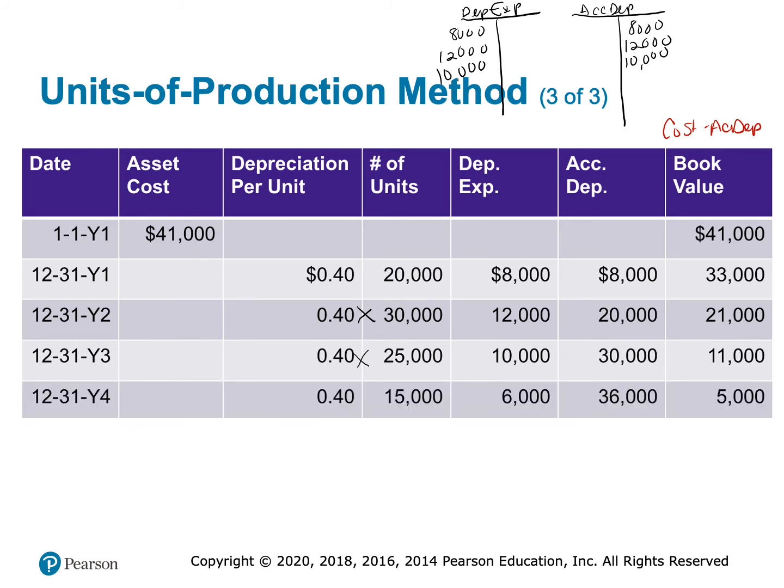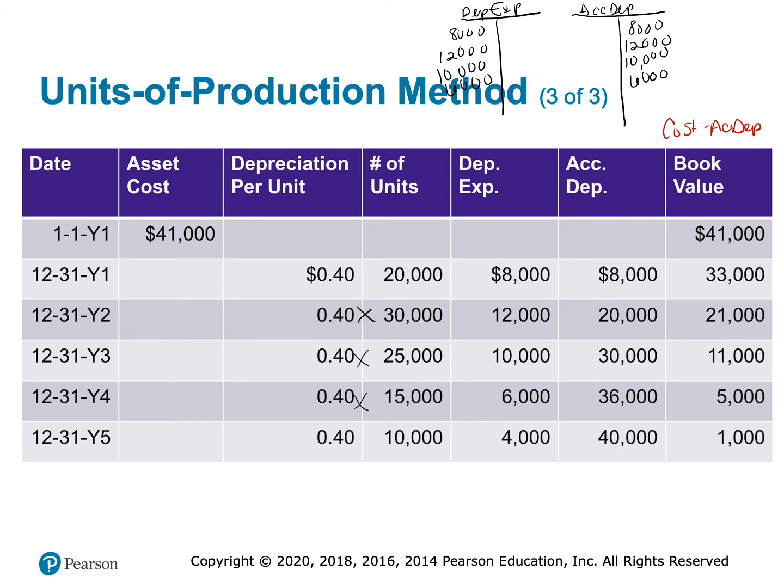In year 4, I only drove the truck 15,000 miles, so that is depreciation of 6,000. I'm going to do my adjusting entry to debit depreciation expense for 6,000 and credit accumulated depreciation for 6,000. So now the balance in accumulated depreciation is 36. My balance sheet's going to show truck at 41, accumulated of 36, leaving me a book value of 5.